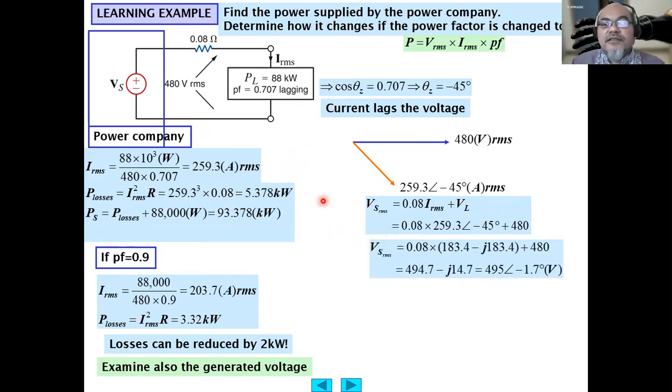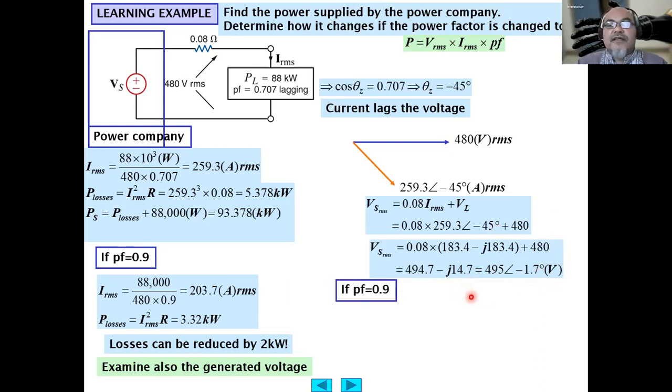Then the source voltage equals this one. We change into complex format, plus 480, and we obtain 494.7 minus j14.7. In phasor format it is 495 volt with a phase angle of minus 1.7 degrees.